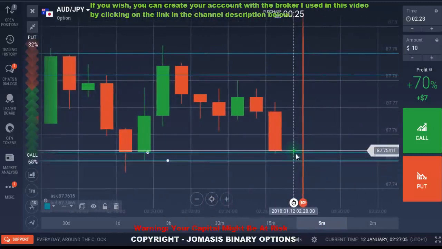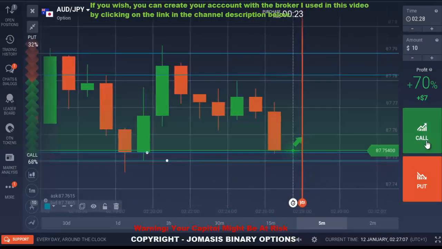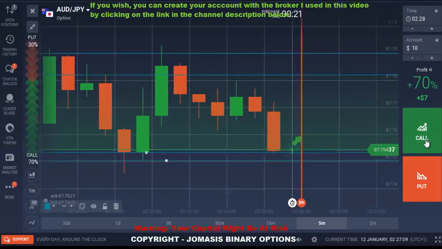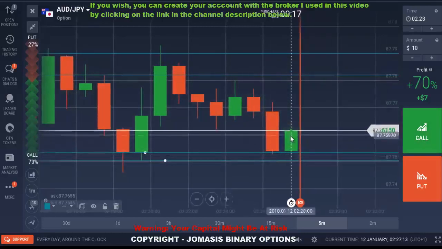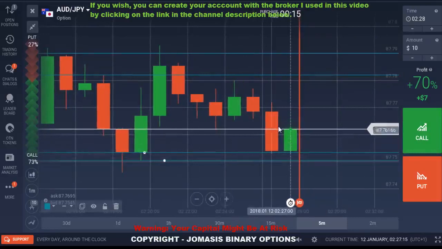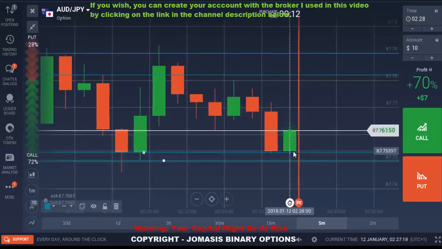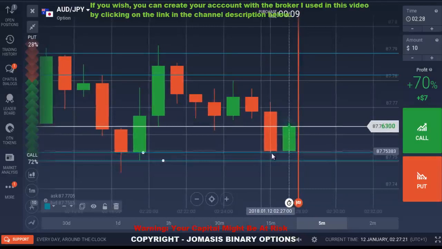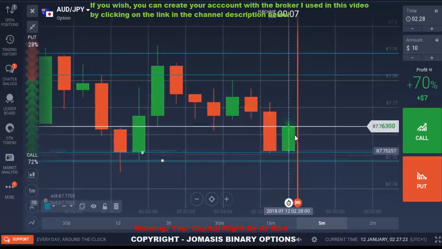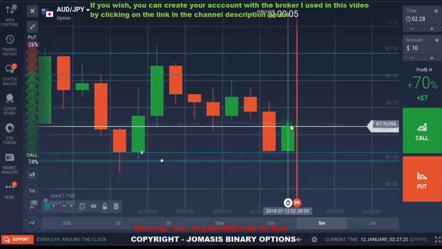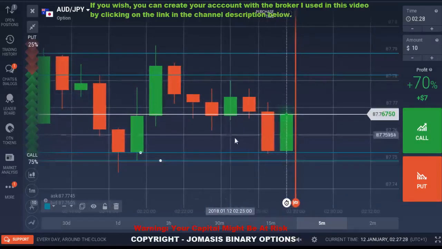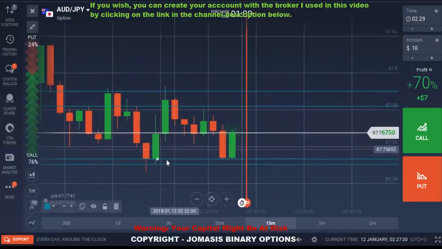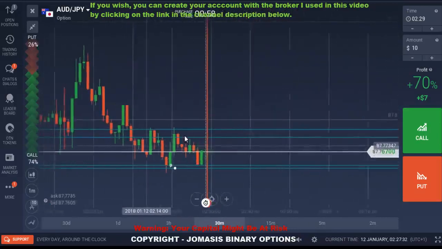Now this one closed here, so I could go for, let me see. I wanted to get a confirmation, but it was too fast. If I had placed my call here when this candle closed at this support level, I would have won the trade, because I know this candle is going to close as green, not red. So that is how to draw support and resistance.